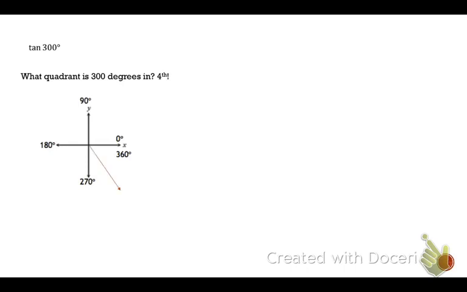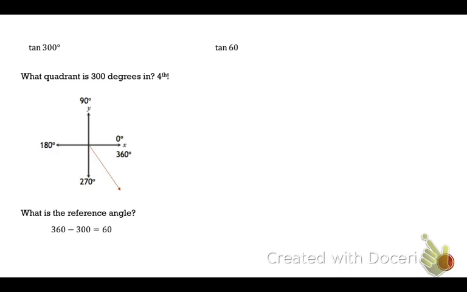We're doing tangent of 300 now. So again, what quadrant is 300 in? It is in the fourth quadrant. The reference angle there is closer to 360, so I'm going to take 360 minus 300, and you get 60 degrees. So I'm going to find the tangent of 60 degrees.